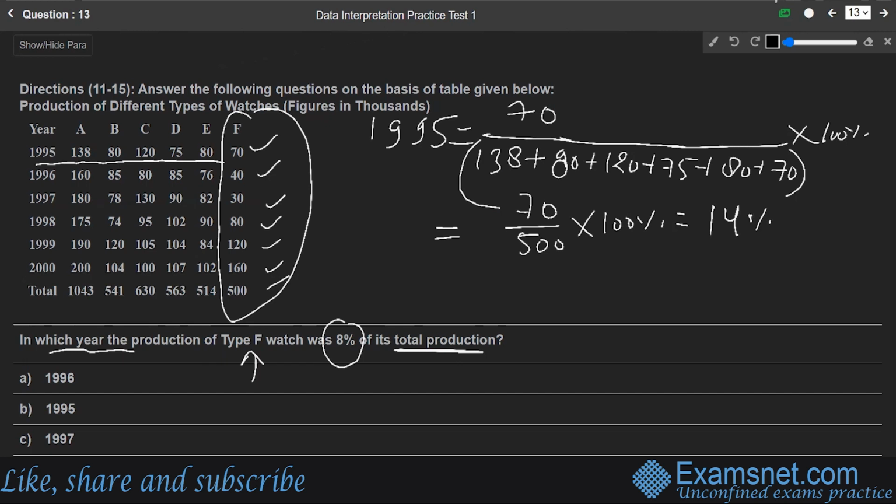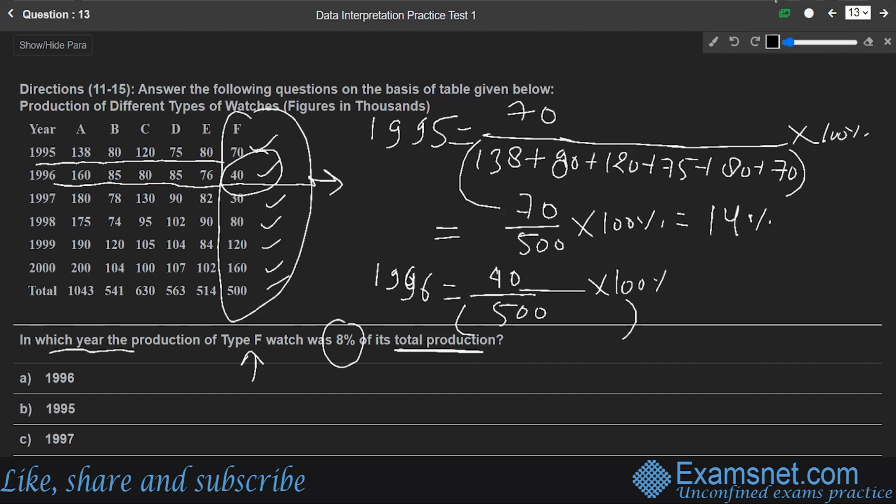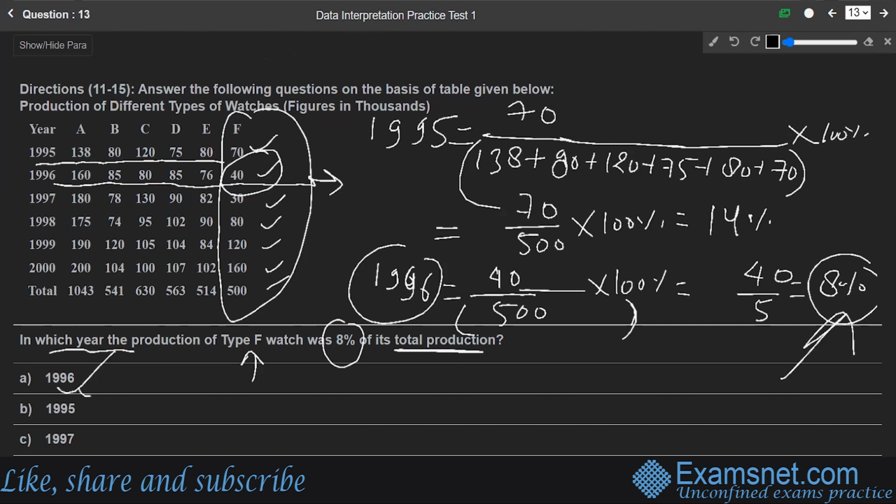If we do it for 1996, we can do it the same way. In 1996, the value is 40, so it has to be 40 divided by the sum of all the values of 1996. This sum is again coming out to be 500, by chance, and into 100%. If we solve it further, this becomes 40 by 5, that is nothing but 8%. That's what we were interested in: for which particular year the production becomes 8%, and this is happening for the year 1996 itself. So that becomes the right answer for us.